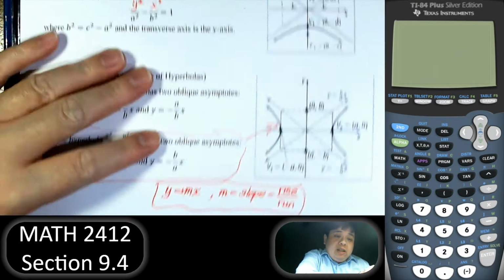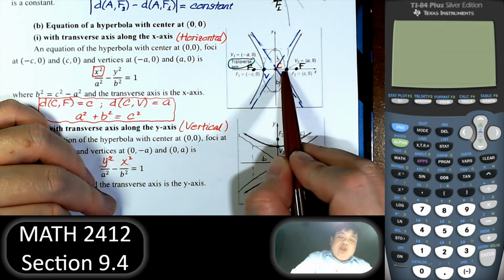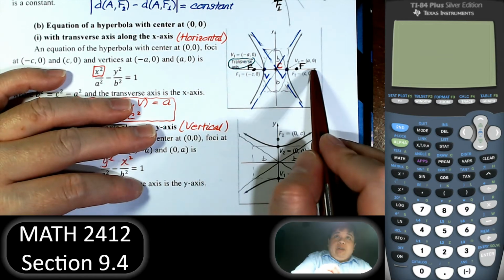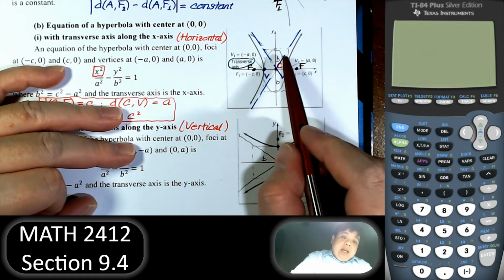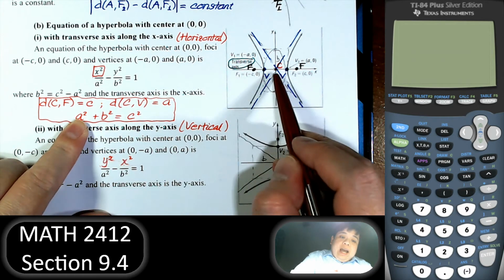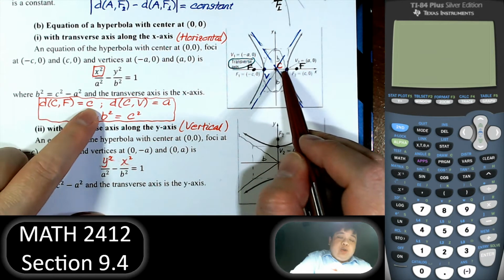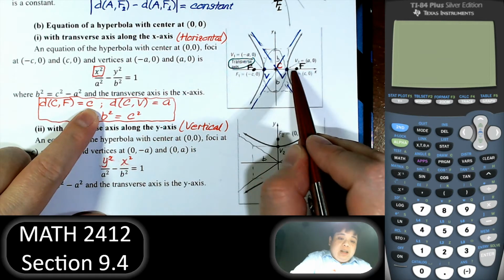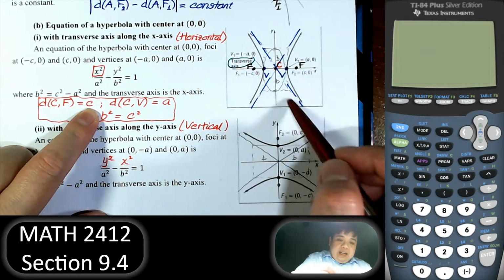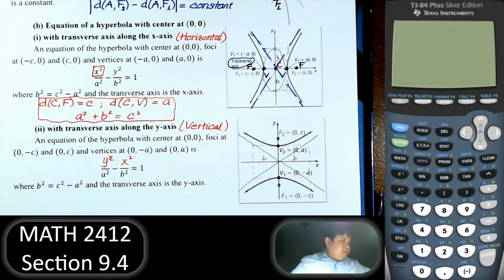To summarize all of this, we have the center, two vertices, and two foci, all of them aligned on the transverse axis. To get B, we use the Pythagorean theorem, where C, the distance from the center to the focus, is the biggest. Then we can find B, draw the box, draw the diagonals, and then we have the hyperbola.